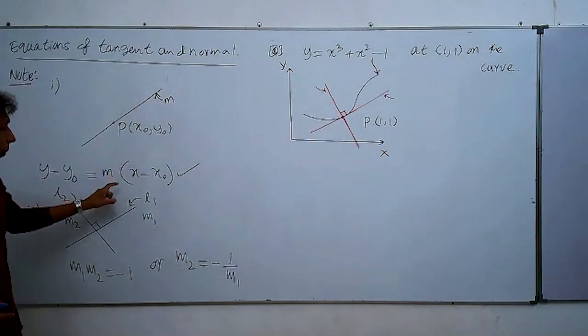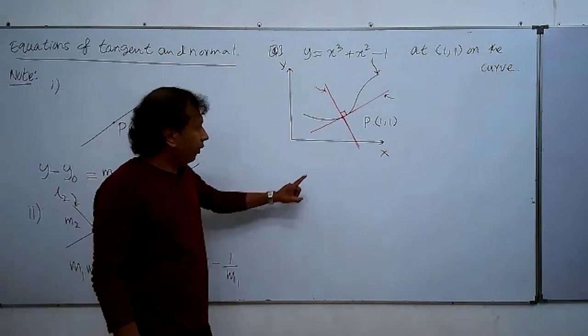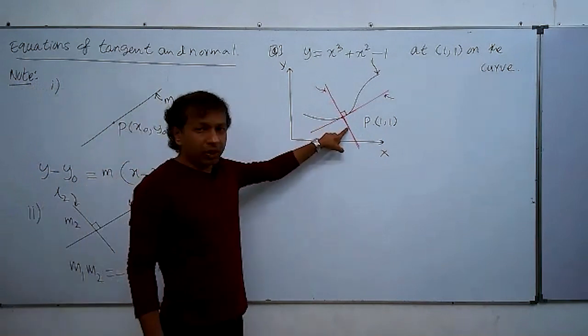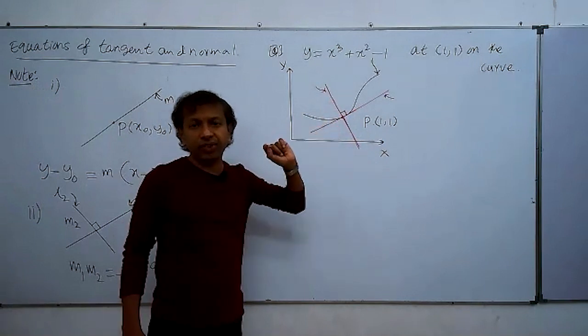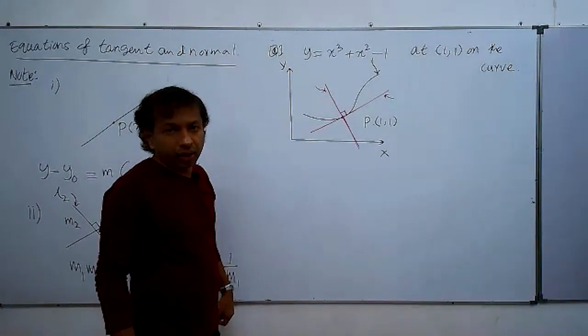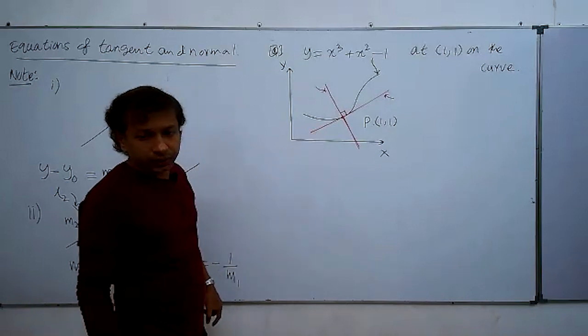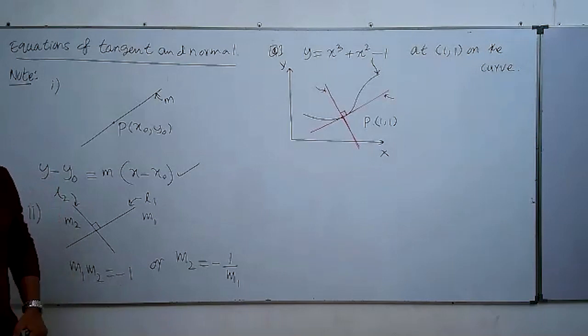Now we need this m. M is the gradient. If you can find the gradient of this tangent, since this normal is perpendicular to this tangent, taking the reciprocal and multiplying by a minus sign, we can get the gradient of this normal. Let's find the gradient of this tangent. People, can you tell me the way of finding the gradient of this tangent?